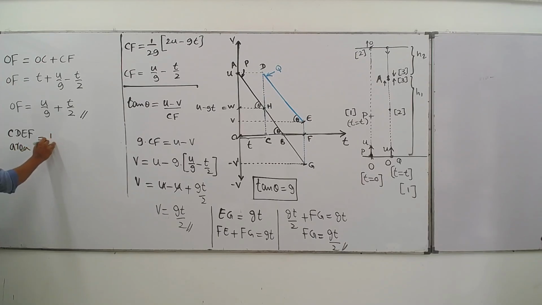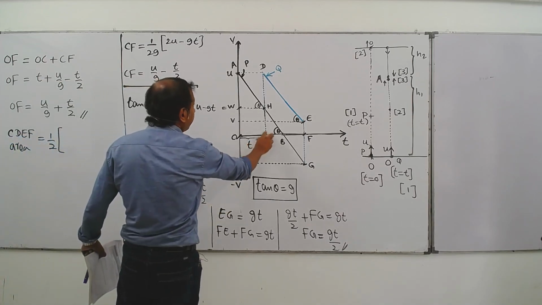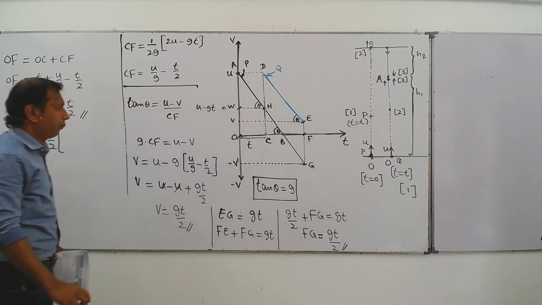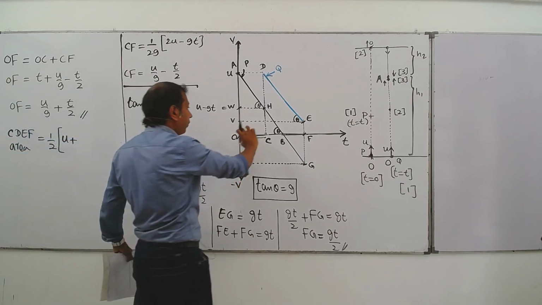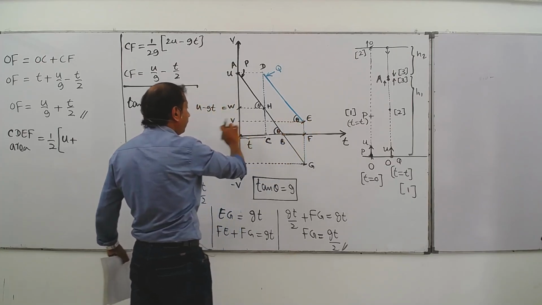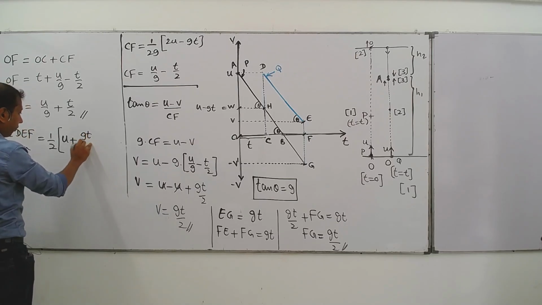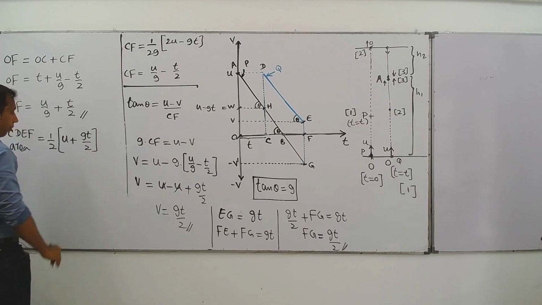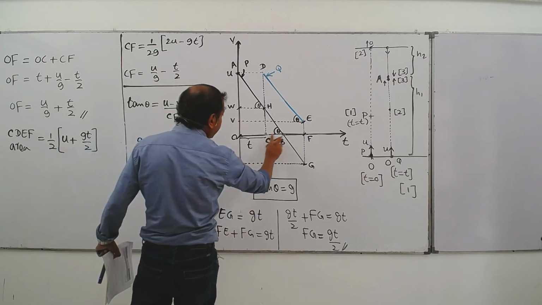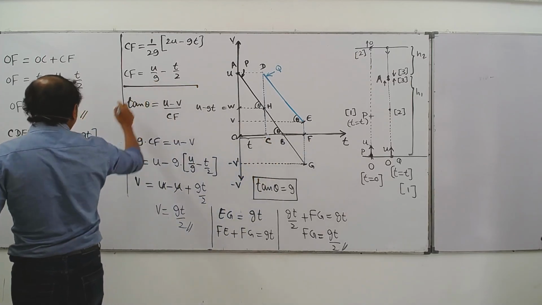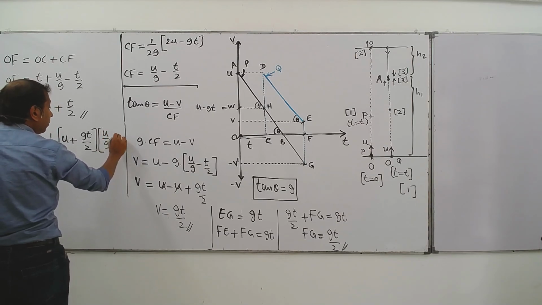It is half the sum of the parallel sides. One is this U, the other one is V. V we found is GT by 2. Right? Half the sum of the parallel sides into the perpendicular height, which means CF. CF is this: U by G minus T by 2.